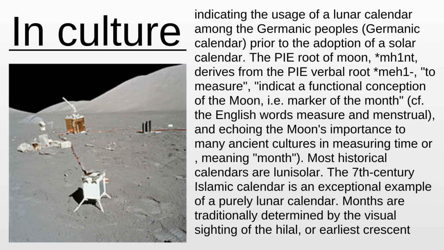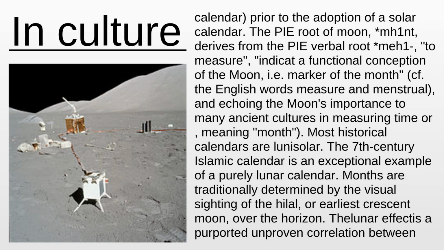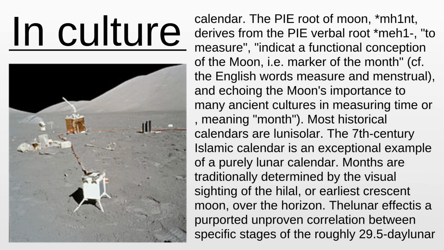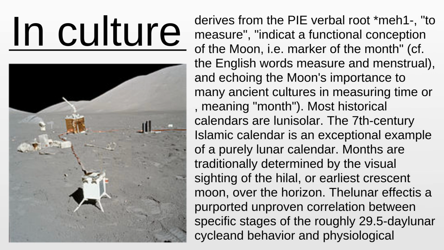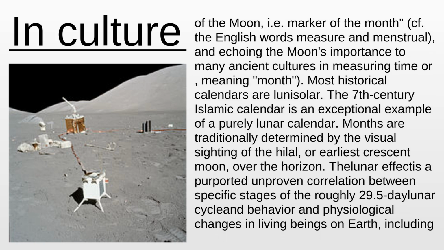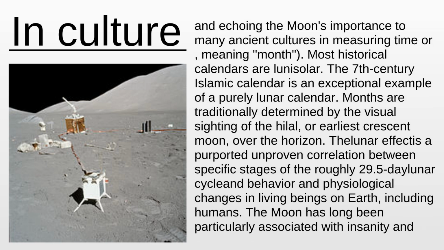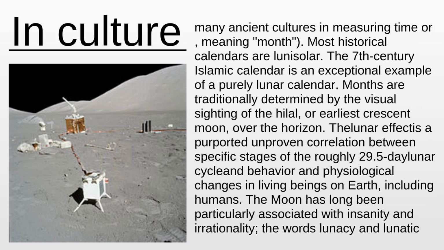The Proto-Indo-European root of moon, méh₁nōt, derives from the Proto-Indo-European verbal root meh₁, to measure, indicative of the functional conception of the moon, i.e. marker of the month, cf. the English words measure and menstrual, and echoing the moon's importance to many ancient cultures in measuring time. Most historical calendars are lunisolar.